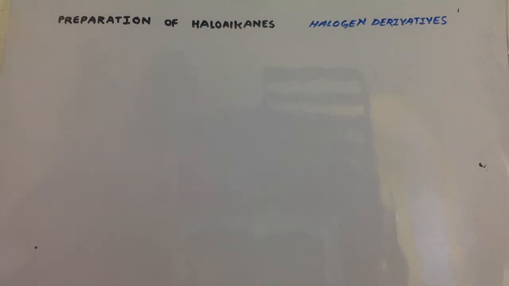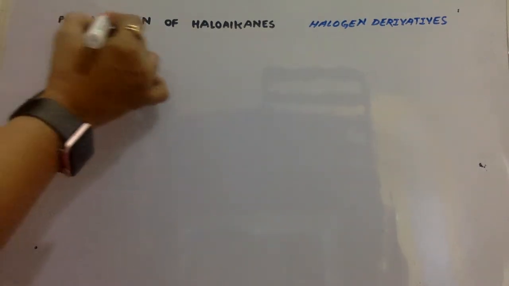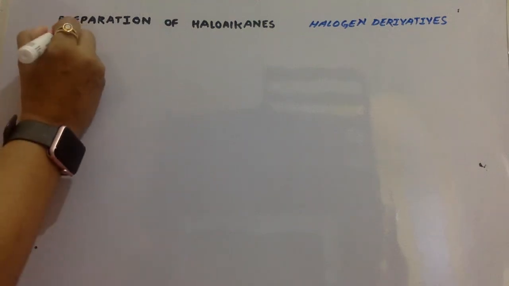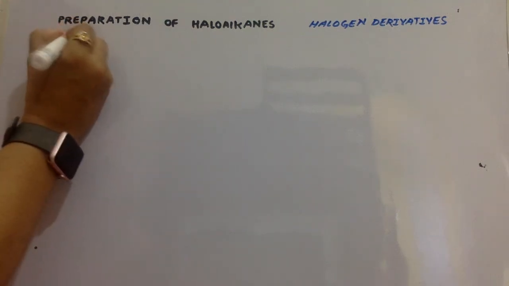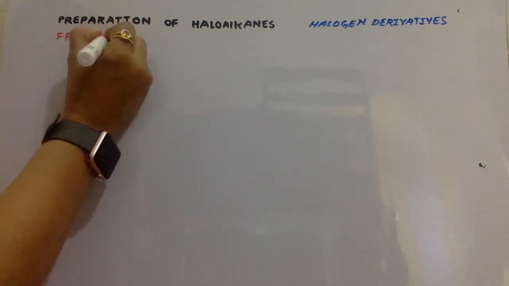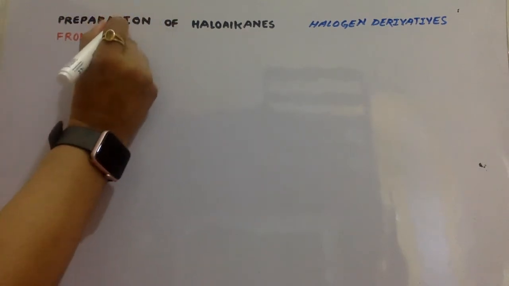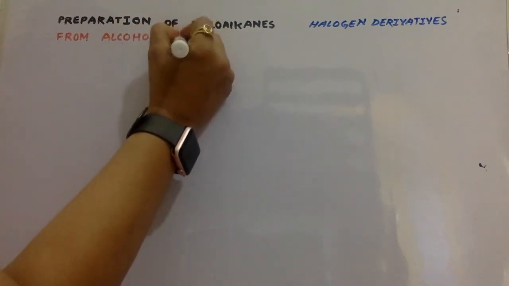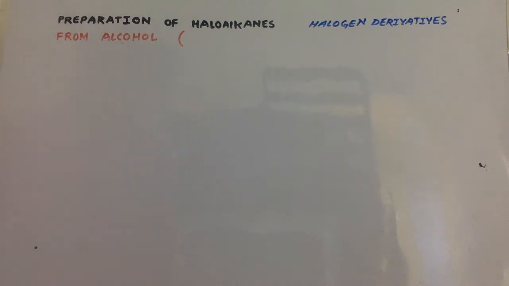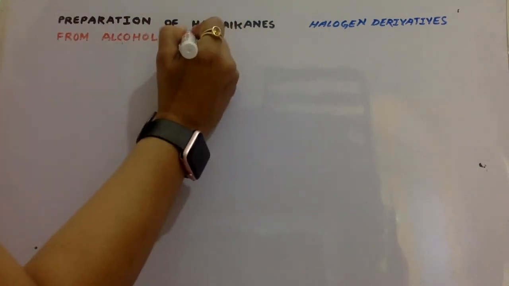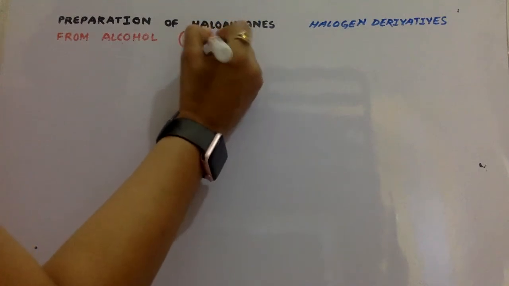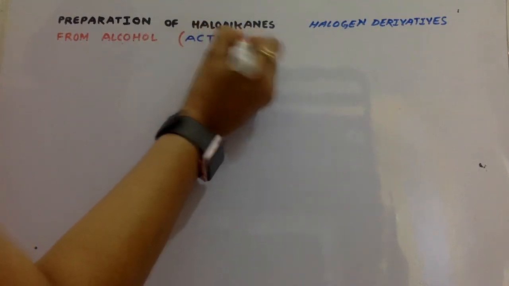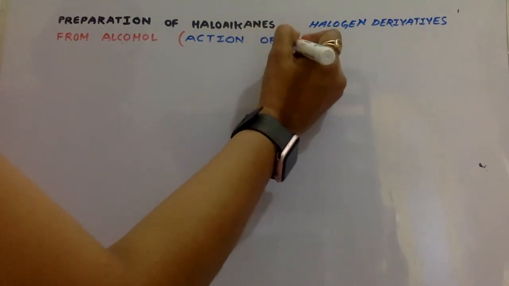Now today we are discussing further the preparation of haloalkane. Again, we are preparing them from alcohol only. From alcohol, we are making use of halogen acids. So we'll prepare haloalkanes from alcohols using halogen acids. So action of HX.